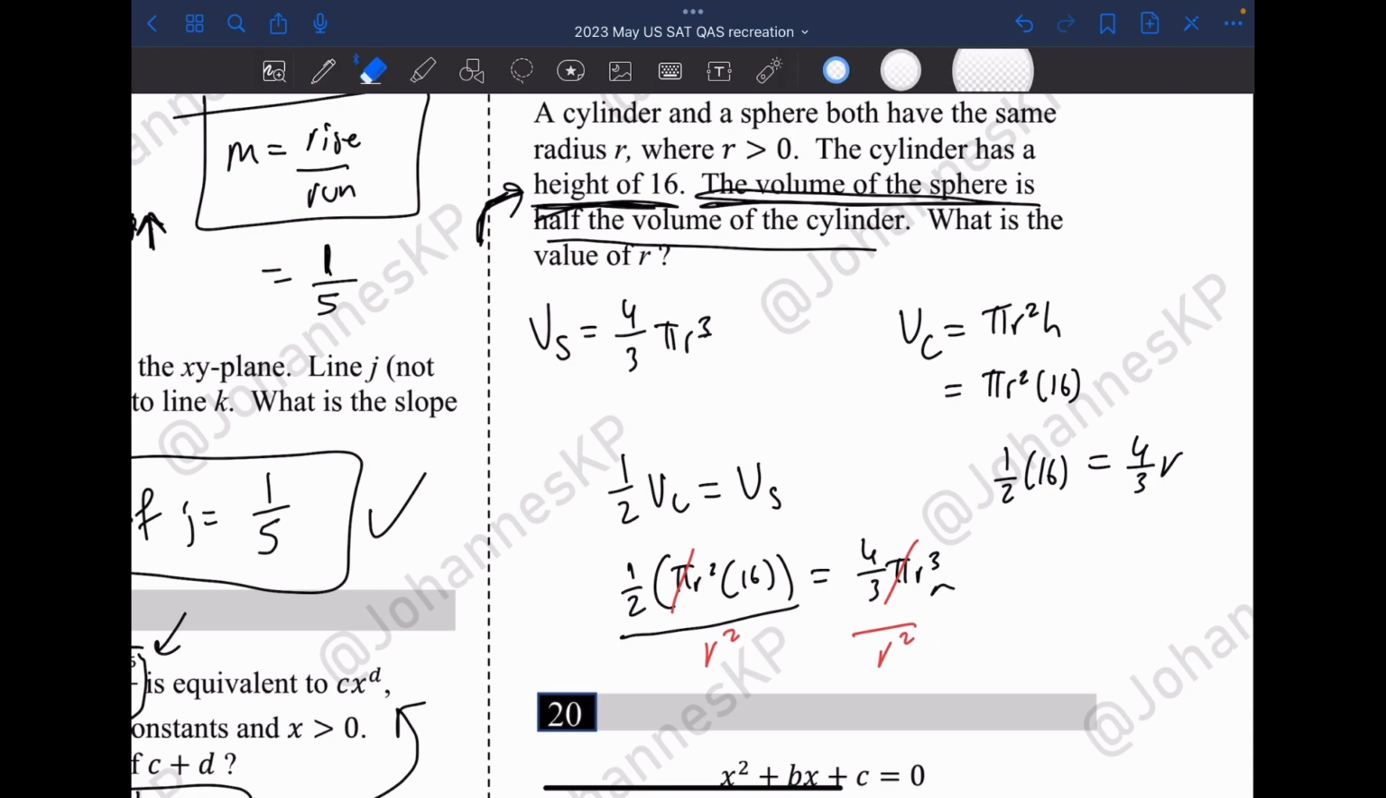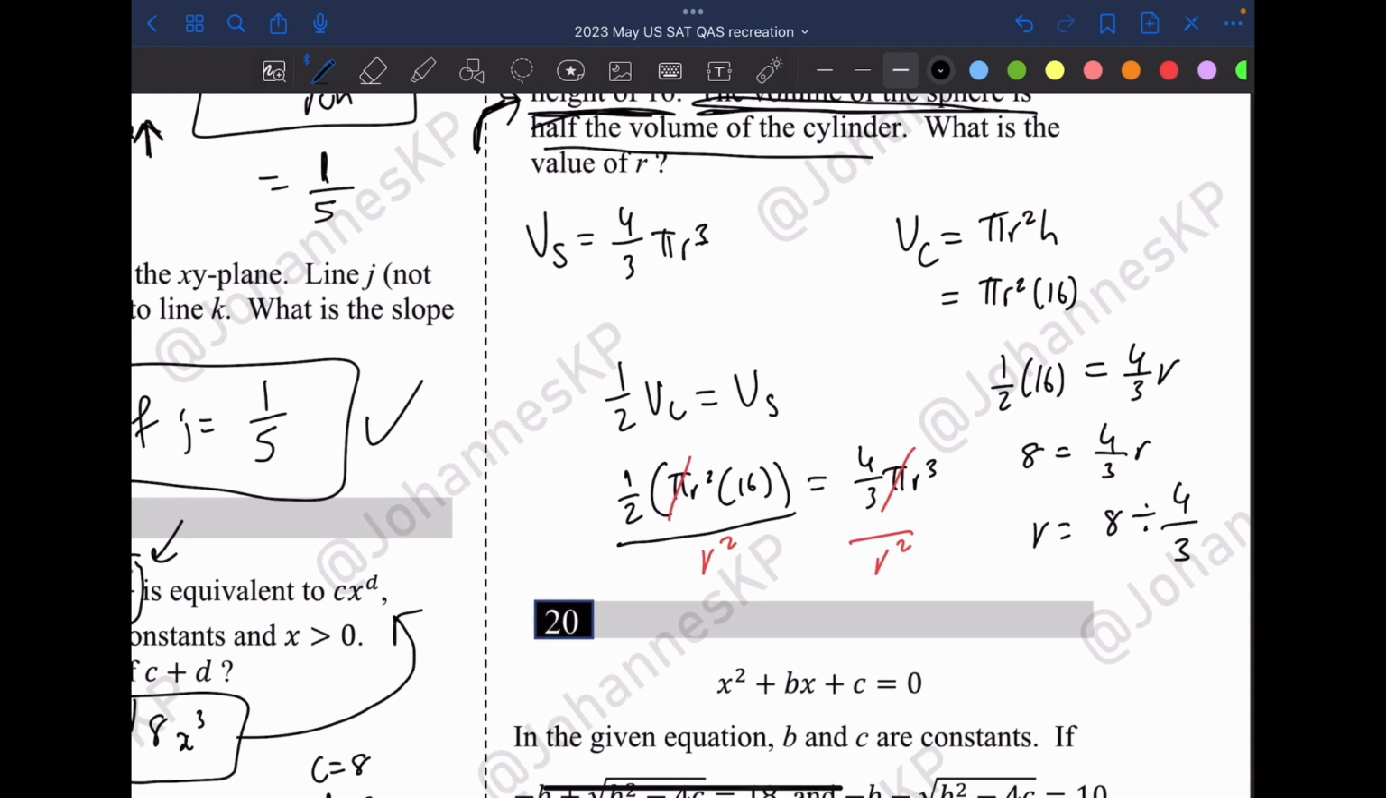Okay, so that's pretty simple. And then 1/2 times 16 is 8. And then that is equal to 4 over 3 r. And then to find r, you have to do 8 divided by 4 over 3. And then from here, it's pretty simple once again. This will be 8 times 3 over 4. And then this is equal to 24 over 4, which is 6. So that is your answer, which is r.